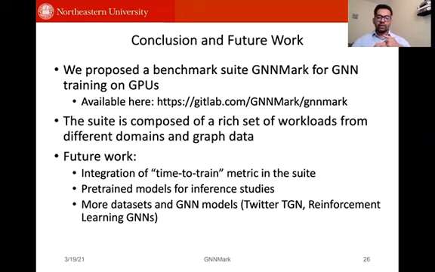Some of the future potential work that we are looking at is, first of all, we want to integrate a time to train metric in the suite. That would enable a much better comparison for multi-GPU training, as opposed to just comparing for a set number of epochs, as we currently did. We are also planning to augment the suite with some pre-trained models for inference studies, because the same models can definitely be used for inference. All we need to do is provide pre-trained models, and then we can run architectural characterization experiments or even benchmark different systems. And then as the suite continues to grow, we are looking at including more datasets and GNN models. Some of them are the Temporal Graph Network, which is quite new, as well as reinforcement learning GNNs, which have been investigated in machine learning.